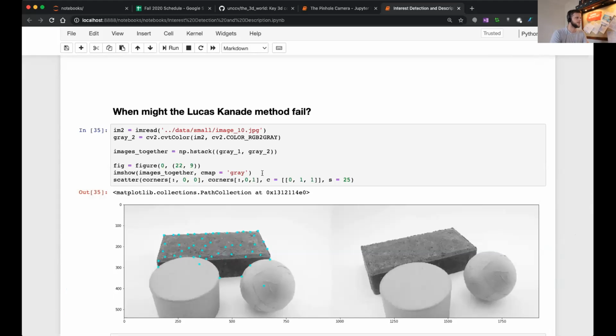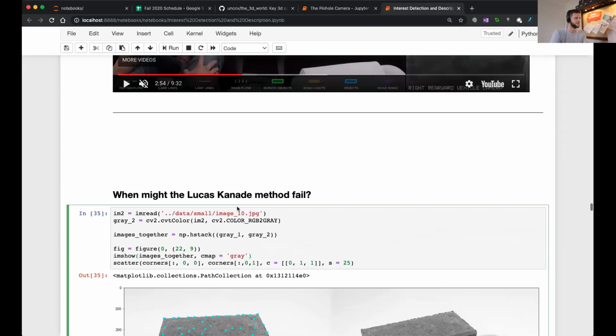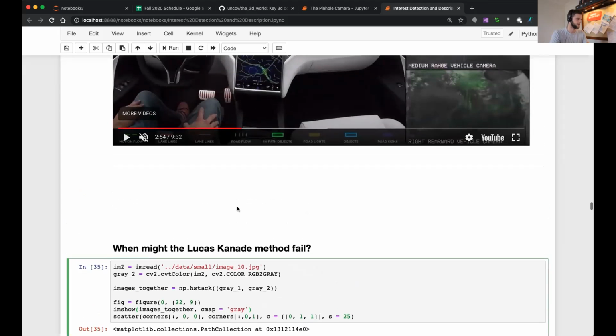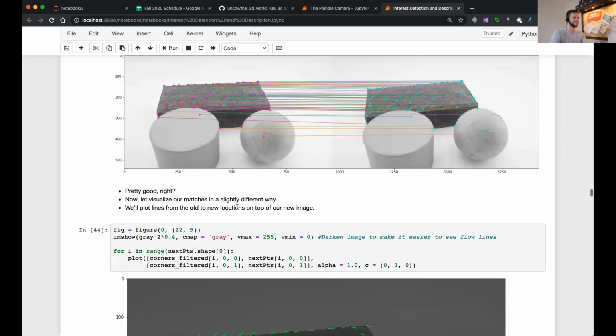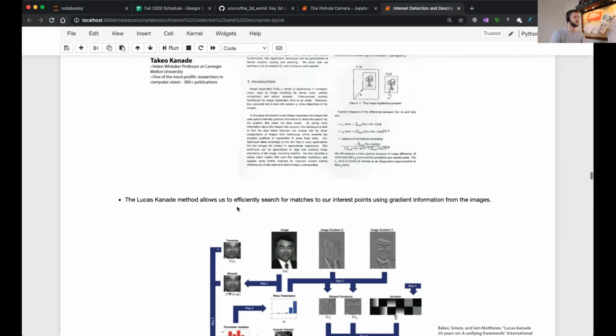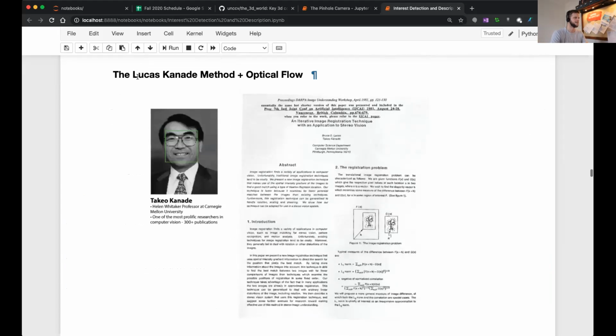And now what I really want to get into is when might it fail, right? And I'll just kind of put my screen here so I won't give away any answers. Cool. So you've seen optical flow, and I didn't really spend any time talking about how this method works. Let me just spend one little minute talking about Lucas Kanade optical flow.